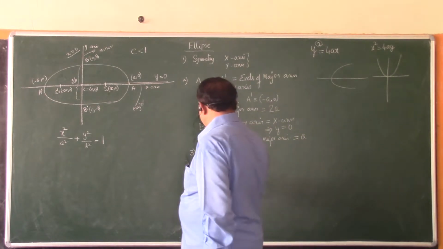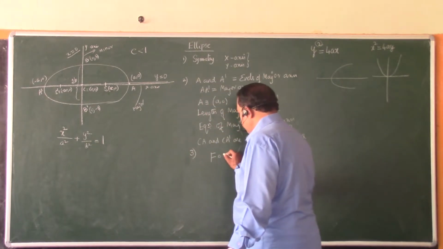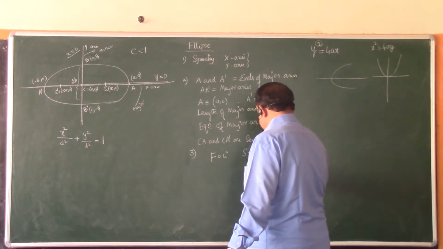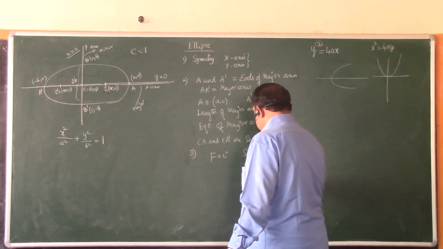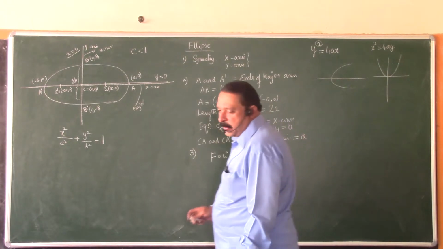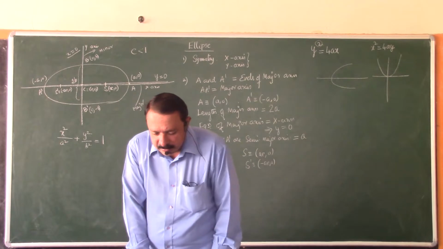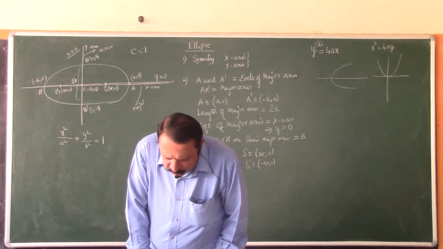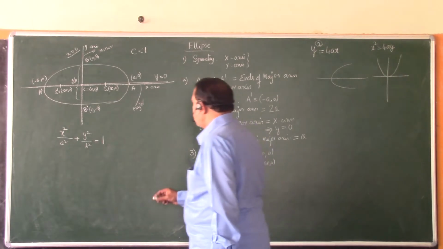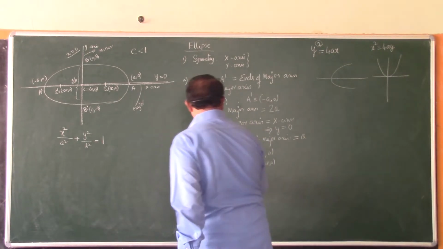Now there are 2 foci. One is AE comma 0, other is S dash, that is minus AE comma 0. Why do you have 2 foci? Because of symmetry.